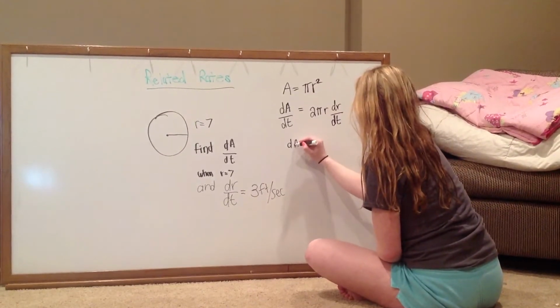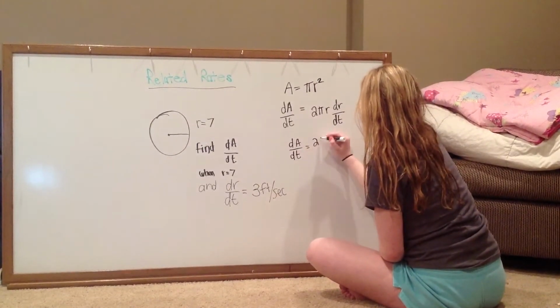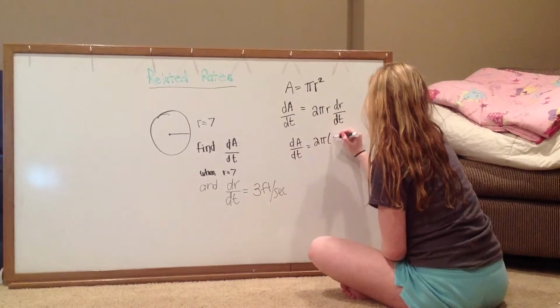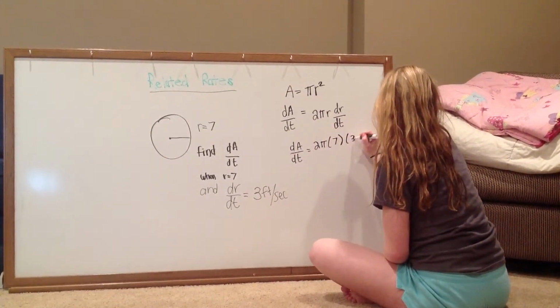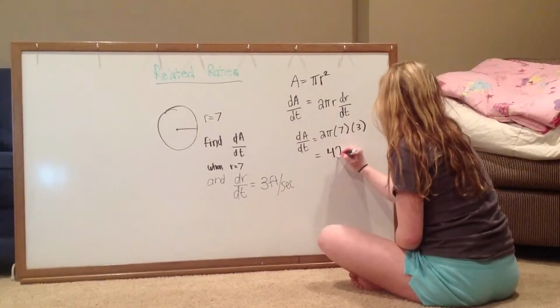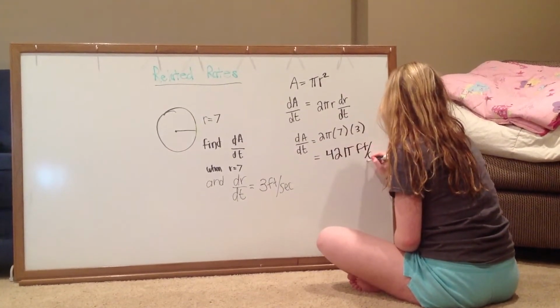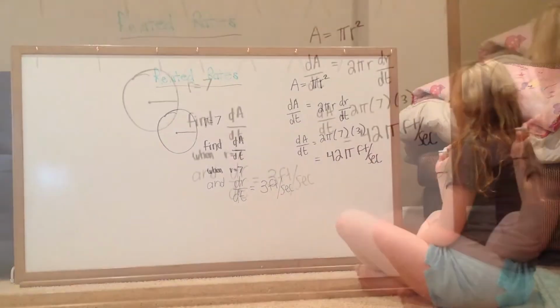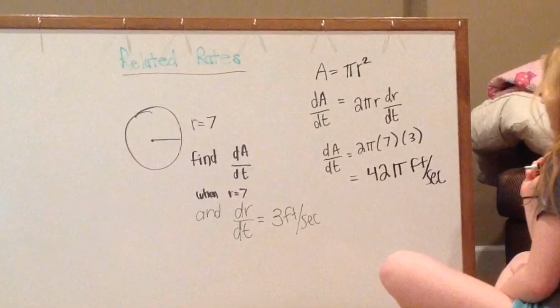Nothing will be plugged in for dA over dt, because that is what we're searching for. But for the radius, you can plug in 7, and for dr dt, you can plug in 3, because that's the rate at which the radius is changing. And then you solve for dA dt, and you get 42 pi feet per second, which is the rate at which the area of the circle is changing when the radius is 7.